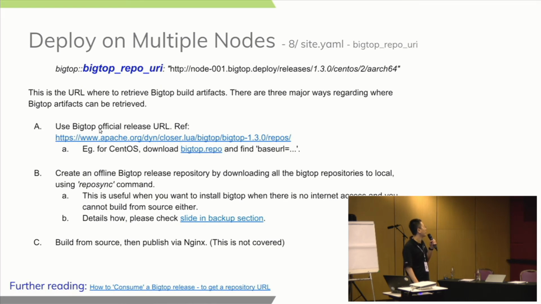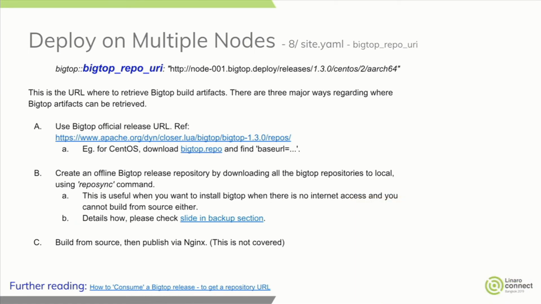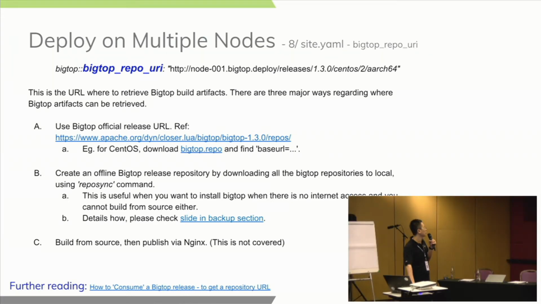Bigtop repo URI. This is the website where you download your packages. You can specify to download in several ways. A, B, C are listed here. You can download from the Bigtop official website, that's the release. And also, if you prefer to have a local mirror, you can download the Bigtop official release to your local server and create a local repo.